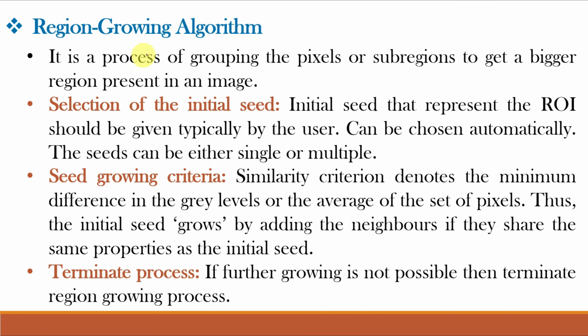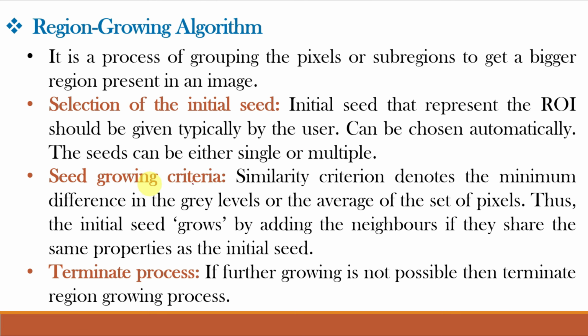Region growing is a process of grouping of pixels or subregions into a bigger region present in the image. The important issues of the region growing algorithm are, first, selection of the initial seed. The initial seed that represents the region of interest should typically be given by the user. It can also be chosen automatically, such as the average intensity value of the image, and the seeds can be either single or multiple seeds.